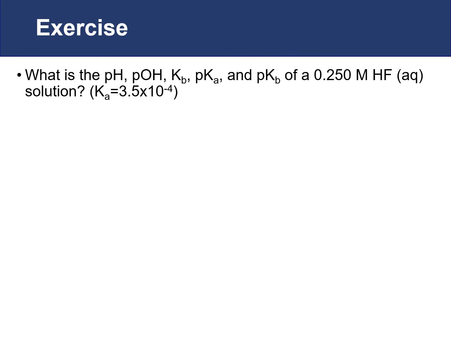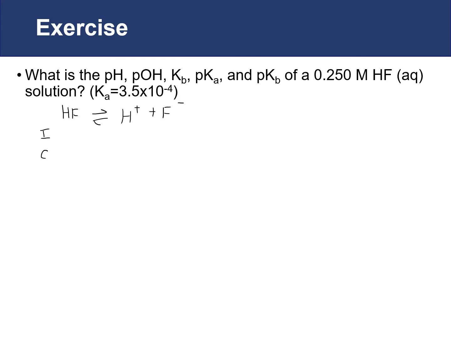So let's work through an example of how you would find the pH, pOH, Kb, pKa, and pKb of a weak acid like HF, which has a Ka value of 3.5 times 10 to the negative 4th. So let's say we're dealing with a 0.250 molar hydrofluoric acid solution. Now, because this is a weak acid, in order to figure all this out, we will need to make an ICE table, right? Because we're going to treat this as an equilibrium. So first thing we need to do is write out the chemical equation for the reaction. So this would be HF breaks apart into H plus and F minus.